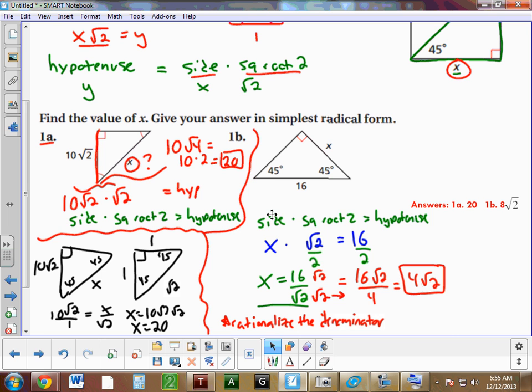I'm an idiot. So the square root of 2 times the square root of 2 is the square root of 4, which is 2. So you get 16 over 2, and that's 8 times the square root of 2. So this should actually be an 8. So, my bad.